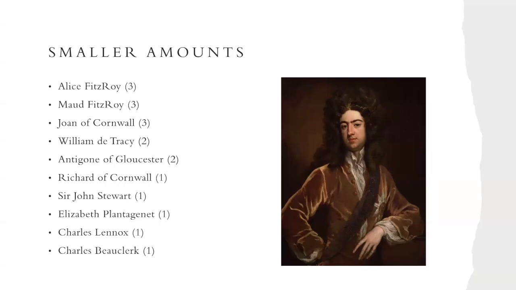For even smaller amounts of just 3, 2, and 1, people have joined under King Henry I's bastards, Alice, Maud, and William de Tracy. A few for Joan and Richard of Cornwall. These are the illegitimate children of King John's son, Richard, Earl of Cornwall. 2 have joined as descendants of Antigone of Gloucester, the illegitimate daughter of Humphrey, Duke of Gloucester, son of King Henry IV. And we've had a member each under Charles Lennox and Charles Beauclerc, both bastard sons of King Charles II.